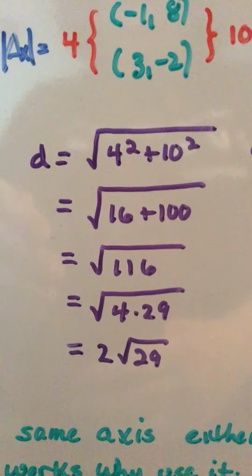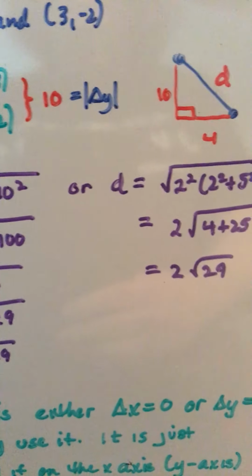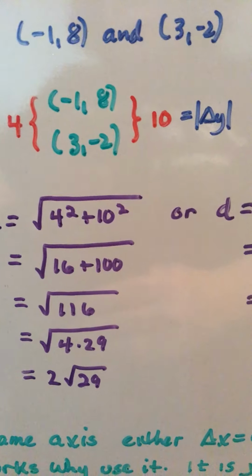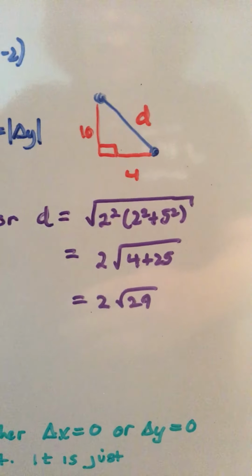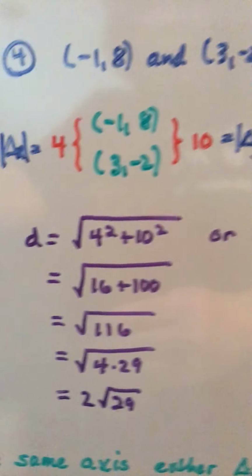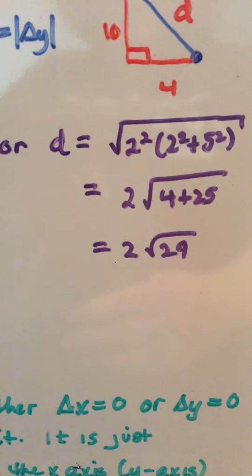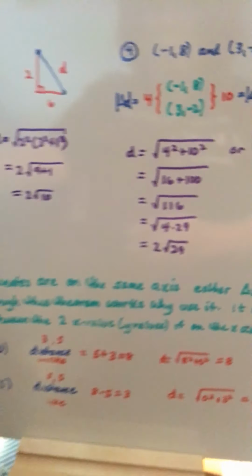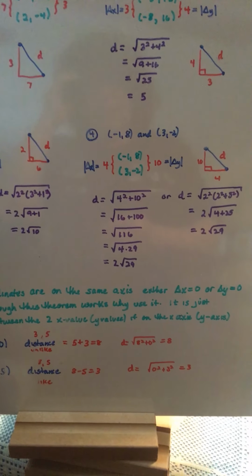And anyway, but notice these two share what? They share a 2. So I could have factored out 2 squared, and that leaves me with a 2 and 5, but everybody has a square. So I end up with 2 root 29. Yucky, dippy. So what happens when both coordinates are on the same axis?